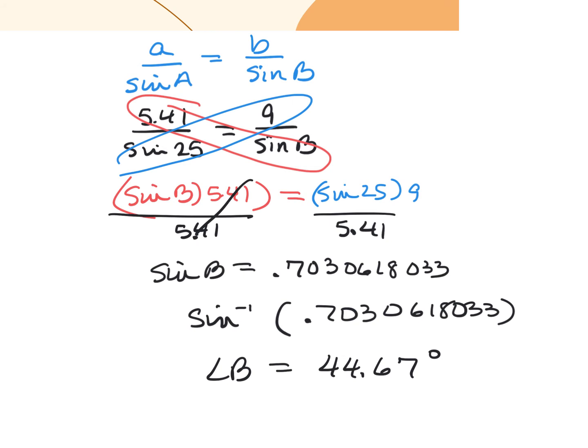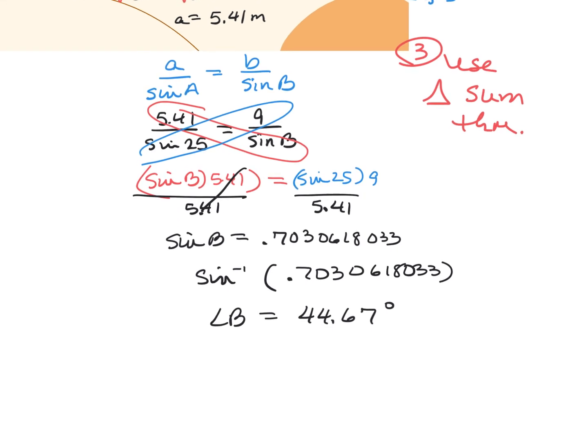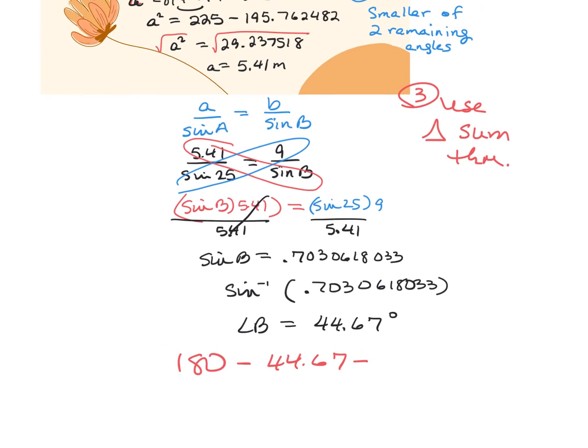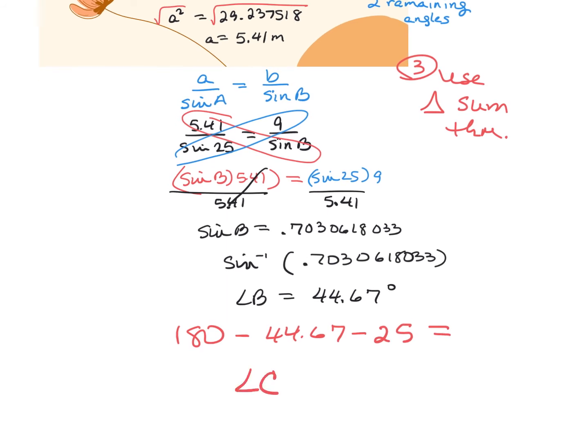Last step, same as before. Step number 3, we're going to use the Triangle Sum Theorem. So I'm going to take 180, subtract out the angle I just found, as well as the one that was given. And then what remains is going to be angle C. So 180 minus 44.67 minus 25, and my final answer for C is 110.33 degrees.